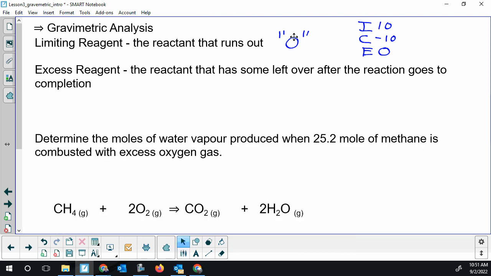So we're going to be jumping in and doing some calculations right away. We're going to use our Science 10 balancing skills and use those stoichiometric coefficients that you learned how to use, combined with knowing the starting amount of a certain chemical. So we're going to look at determining the moles of water vapor produced. How much product do we get when 25.2 moles of methane is combusted with excess oxygen? That's going to be our first example.